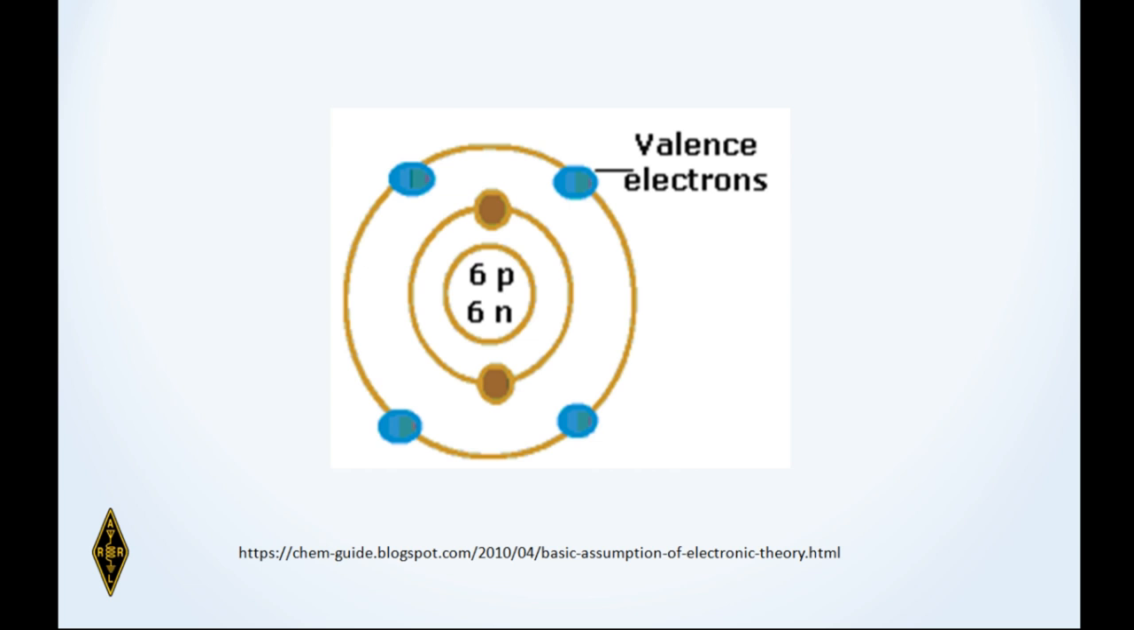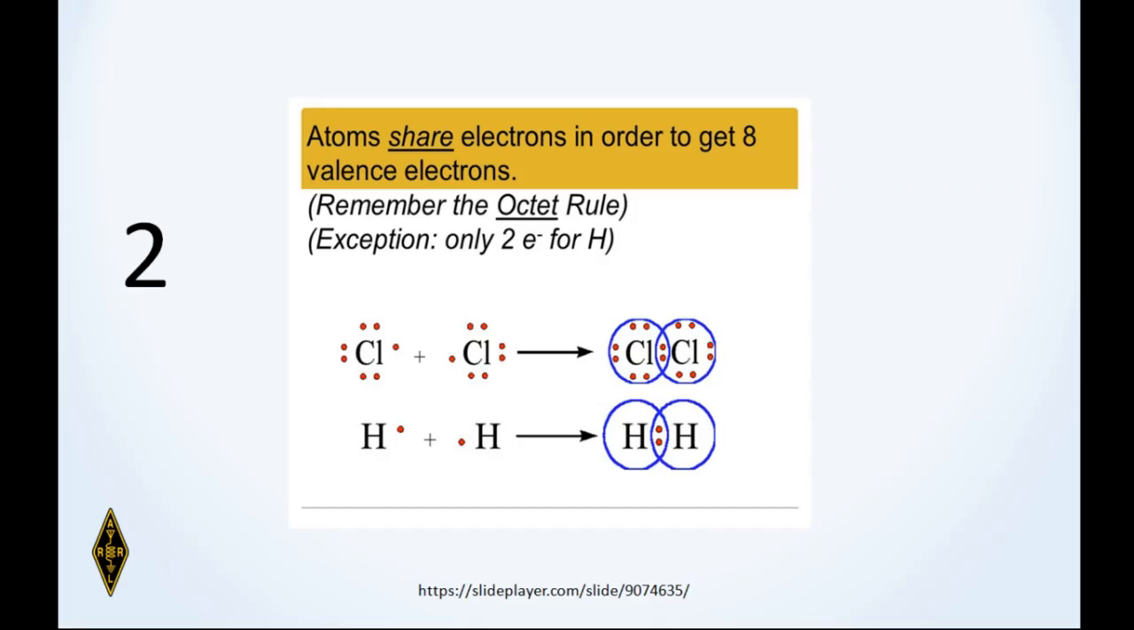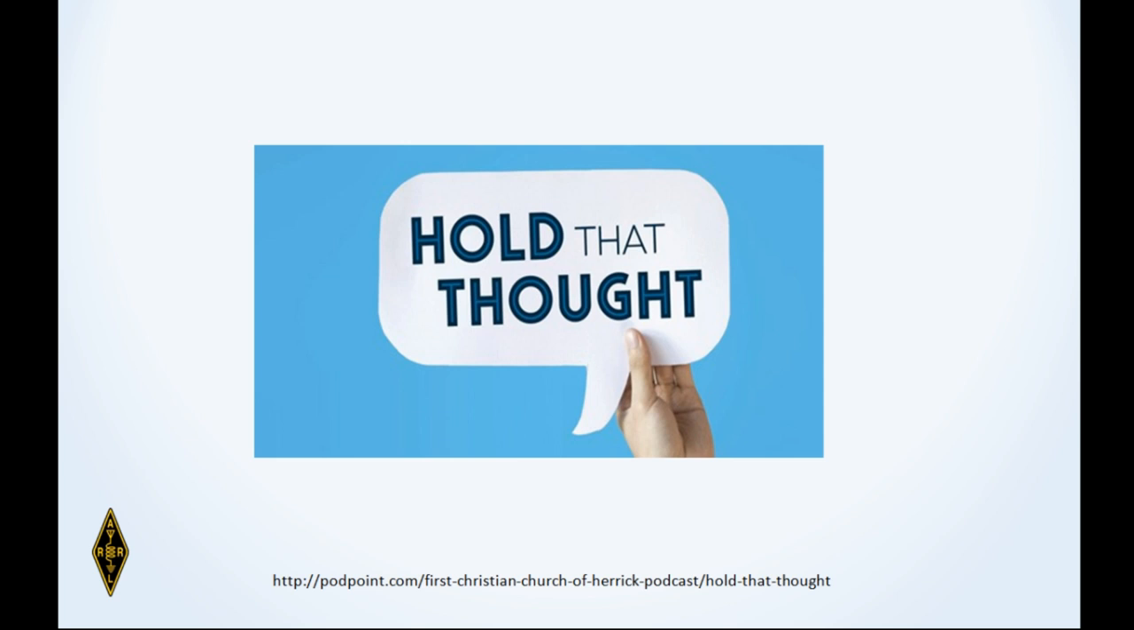The other thing to remember is something called the octet rule, is that atoms of elements like to bond together such that there are eight electrons in the outer ring. Now, if it only has four of its own electrons in the outer ring, well, it can maybe borrow some from an adjacent atom. And we'll see that here in just a second. So atoms can share electrons in order to acquire eight valence electrons. So maintaining the balance between protons and electrons and finding eight electrons in the outer ring. So hold that thought for just a moment, and let's continue.